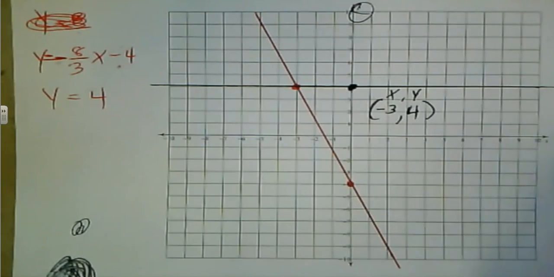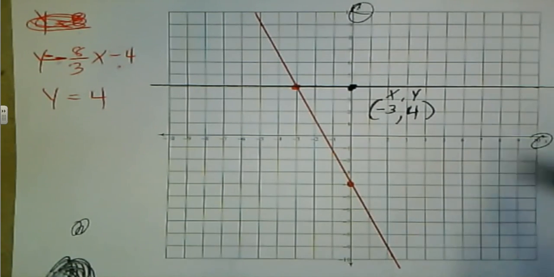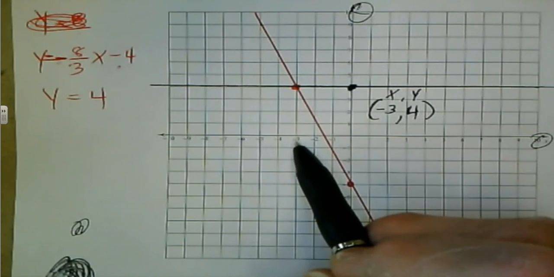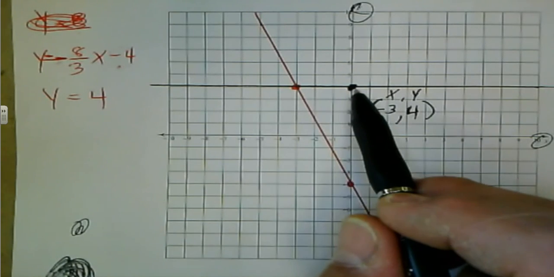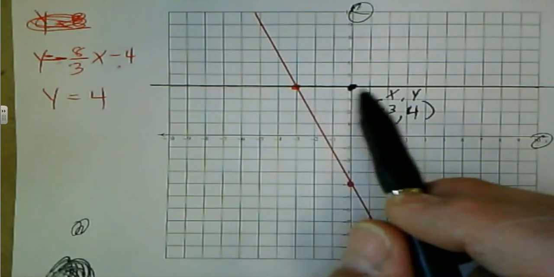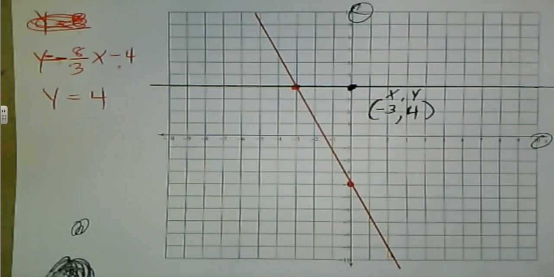This is our x-axis. So it touches the x at negative 3 and the y at 4, just where those two intersect. X and y first. I did these backwards too.